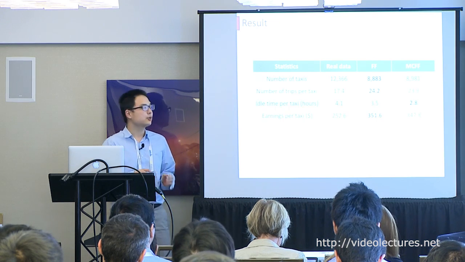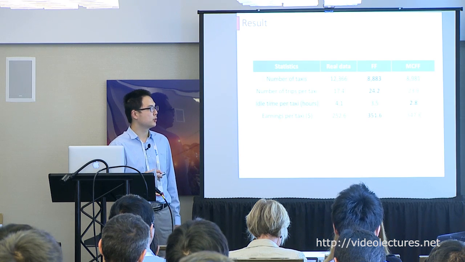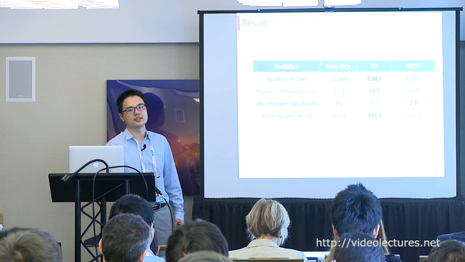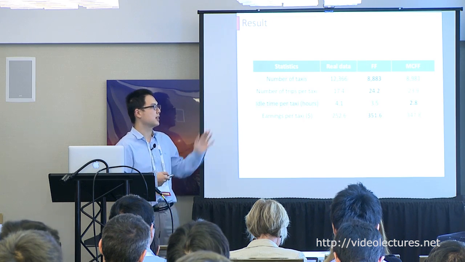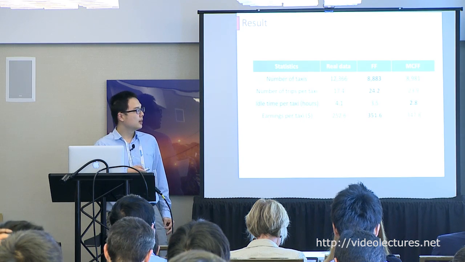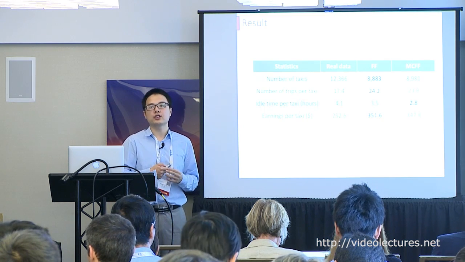Naturally, each taxi takes more trips. However, the idle time per taxi drops from 4.1 hours per taxi in real data to 3.5 hours in FF, and further down to 2.8 hours in MCFF. And of course, the earnings per taxi goes up by almost $100 per taxi. So in other words, in our models, taxis can be better utilized.